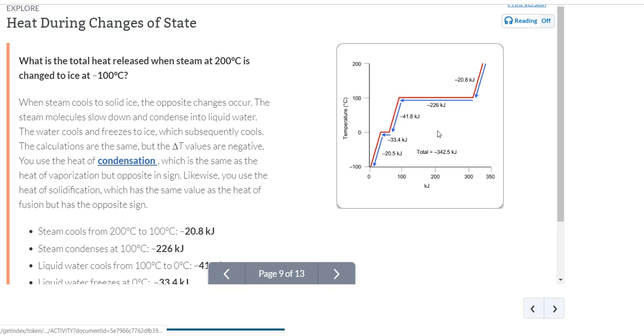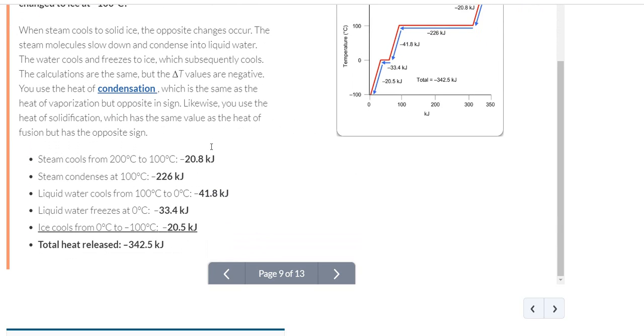If you're going in the opposite direction, meaning you're cooling the system down, so to get from 200 degrees Celsius all the way down to solid ice at minus 100 degrees Celsius, you have to remove heat, right? We have to cool it down. So you just flip the signs. That's all you have to do. All the numbers will be the same, except instead of adding heat, this time we are removing heat from the system.